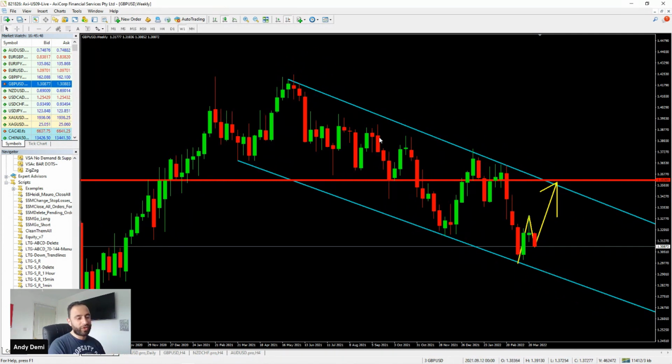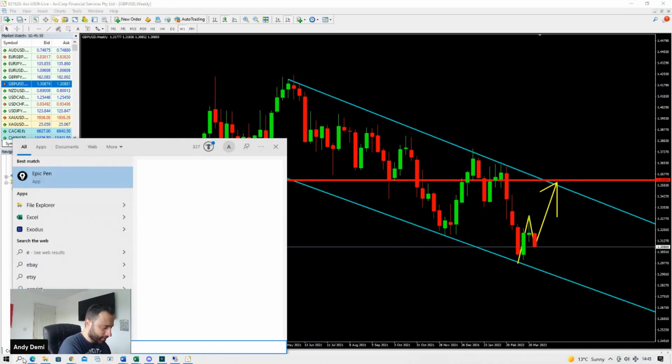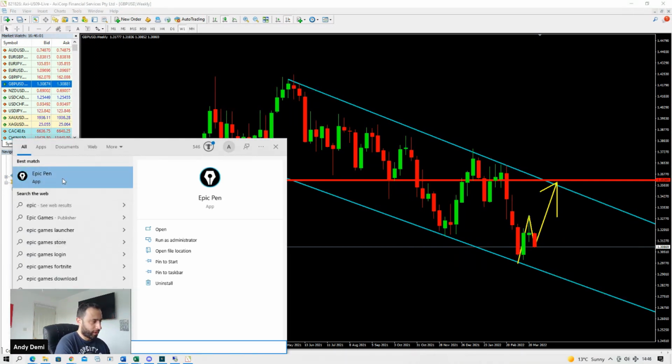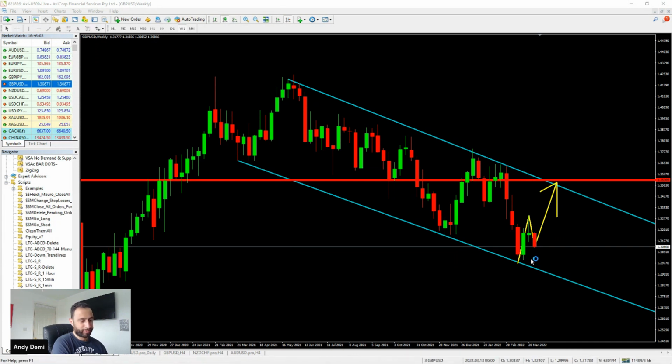Now there's two ways of looking at this, right? One way is the way that we're looking at it right here, which is, hey, we've gone to the bottom of this channel, and every other time when the market has gone back to the bottom of this channel, when this pen loads up, I'll draw it out. It makes it a bit clearer.